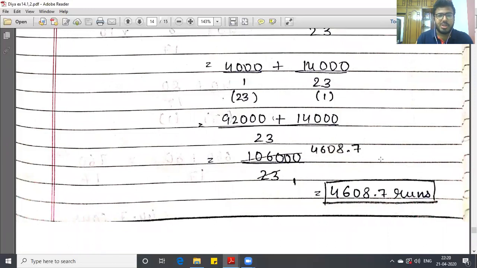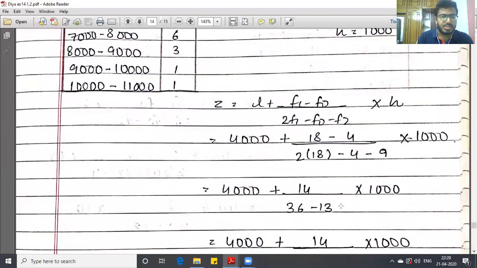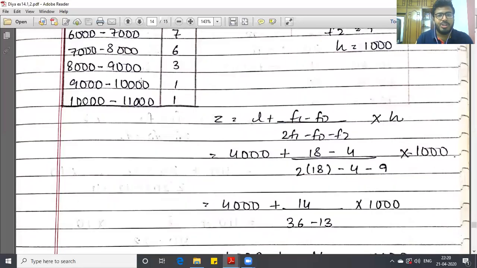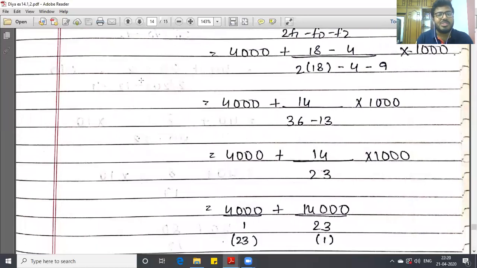4608.7. Okay, remember last year also I told you, whenever the mode answer you're getting, it will be between the model class itself. Now look here, 4608. See, the model class is 4000 to 5000, so the answer will be between that only. So that is an important point to remember for the missing frequency in a mode.